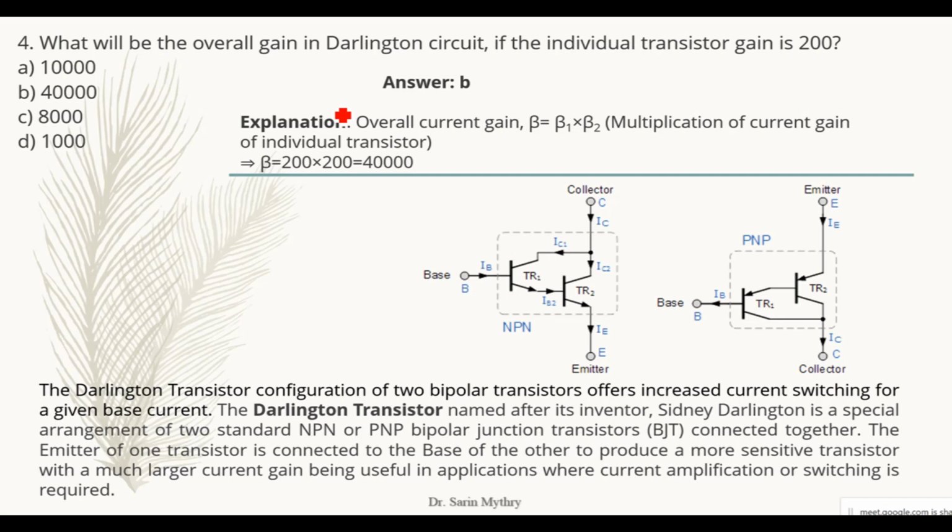What is a Darlington circuit? A Darlington circuit is nothing but a combination of two bipolar transistors, where the first transistor's emitter drives the base of the second transistor. That's a Darlington circuit. And both the collectors are connected at one particular point.